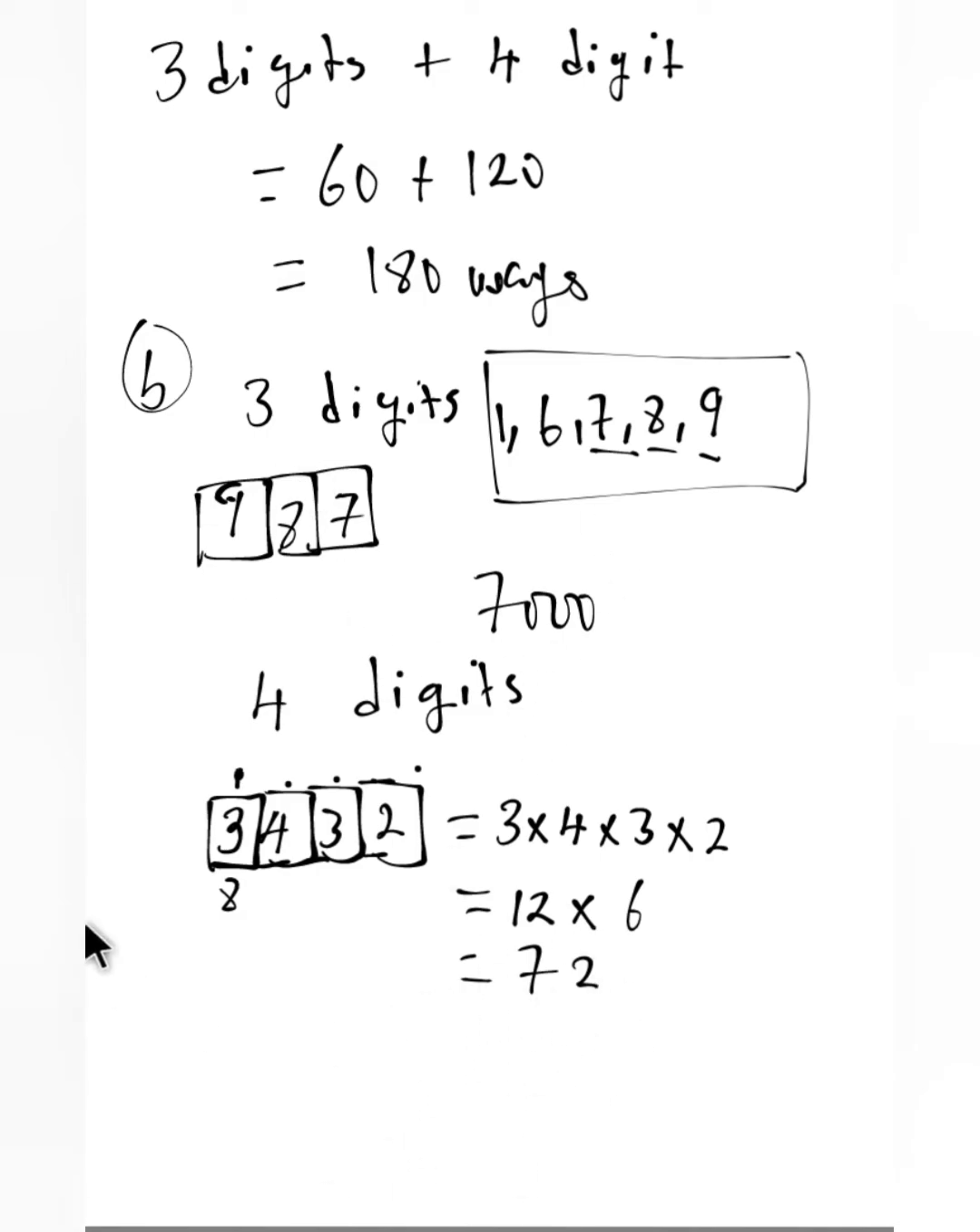Now let's proceed to the C part of the question. The C part of the question is, how many 3 and 4-digit numbers will be odd numbers? Let's write out the digits we are working with. The digits are 1, 6, 7, 8, and 9. How many 3-digit numbers and 4-digit numbers will be odd numbers?